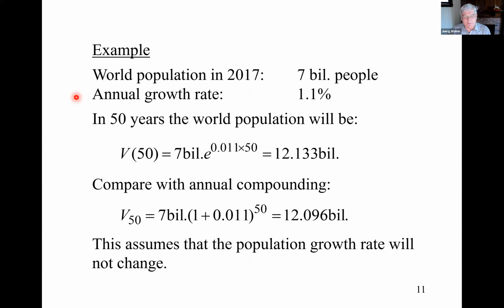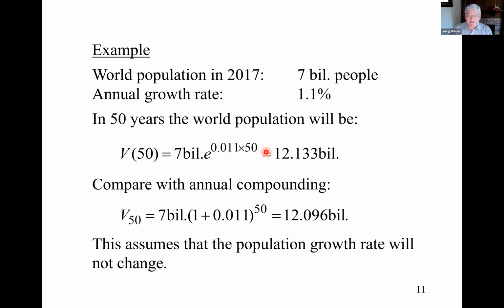So what will be the population in 50 years? I now use continuous compounding. You see, the population grows continuously every second. So the formula is the continuous growth formula from natural science. I use the big brackets like the function notation. And you see here the growth rate is 1.1%, always using decimal fractions, over 50 years. And what we get is 12.1 billion people.